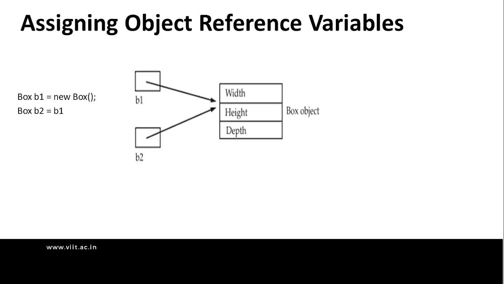Assigning object reference variables, for example Box b1 equal to new Box and Box b2 equal to b1. So b1 will get created, b2 will get created, but due to the first step, b1 new Box has some width, height and depth variables, and our Box object will get created, and the reference of the same object will be assigned to b2 also as a variable.